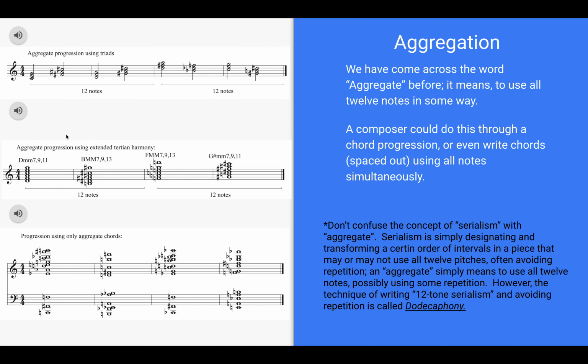Okay. And here's an example of extended tertian harmony, either using minor minor 7 9 11 or major major 7 9 13 chords. And so each two chords, each one has 6 notes, so we get 12 notes. It could be something like 5 notes and then 7 notes, but these are symmetrical in that kind of way. So they're not symmetrical scales, they're still diatonic chords, but they do form aggregates every 2 chords.